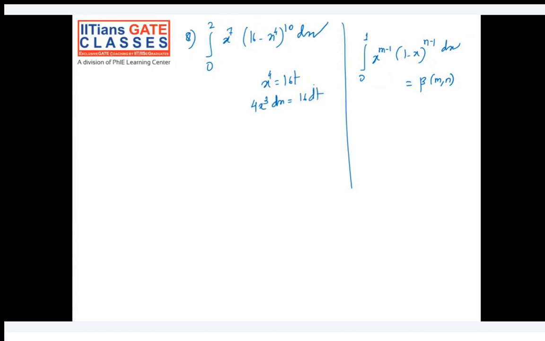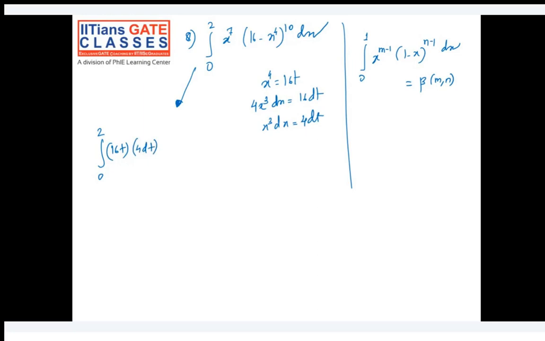Okay, it means x cubed dx is equal to 4 dt. Using this, the integral will approach integration 0 to 2 of x raised to the power 7. Let's keep it as it is. So you can write it as x raised to the power 4 into x raised to the power 3. x raised to the power 4 is 16t, and x raised to the power 3 dx is 4 dt, right? x raised to the power 3 into dx is equal to 4 dt basically.